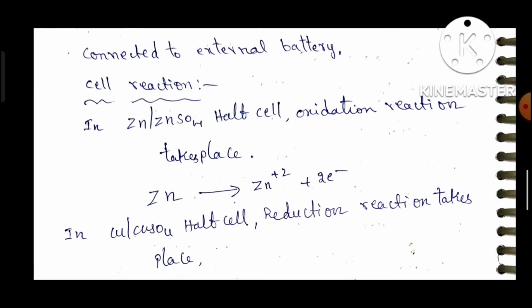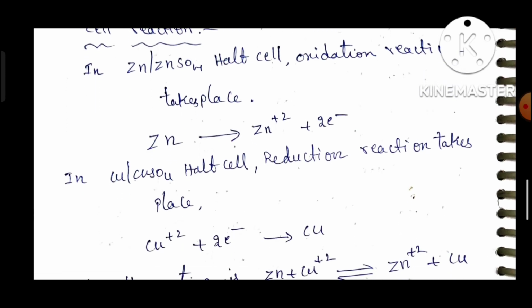The first one, loss of electrons, is called oxidation. Addition of oxygen atoms is called oxidation. Another one, removal of hydrogen atoms, is called oxidation. These three are oxidation processes. Here we take zinc metal, which is converted into Zn2+ and releases 2 electrons. This oxidation process takes place at the anode.